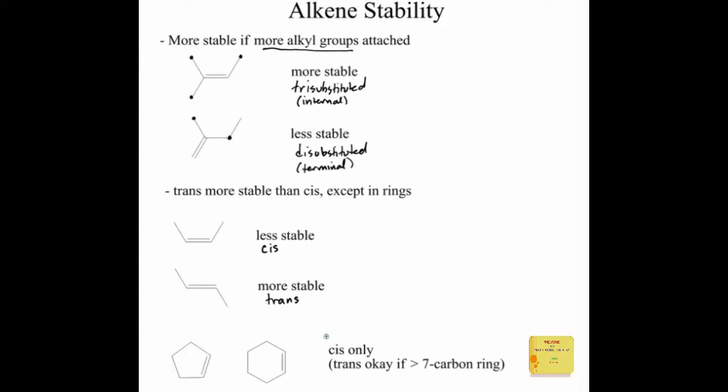That's because by forcing these two alkyl groups in the same direction, they have some steric strain, some steric hindrance there, and so there's some more crowding. So cis is going to be less stable than trans.